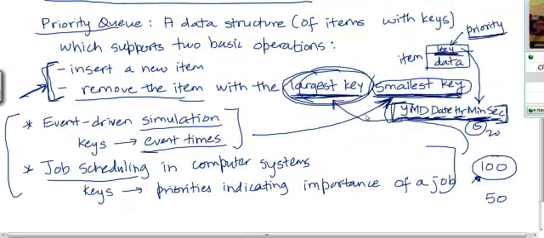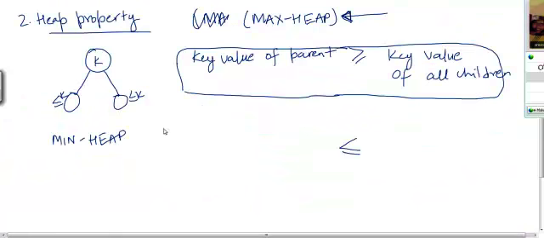Now notice that the largest element, yeah, what's the reason for what?